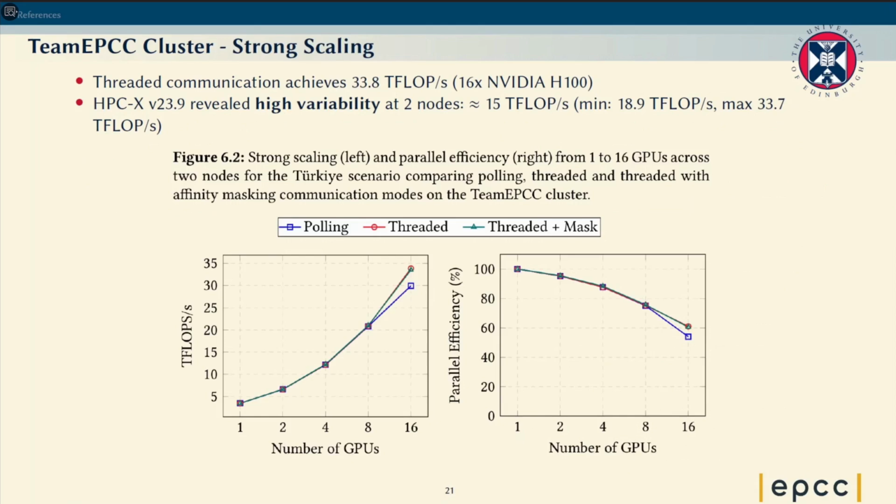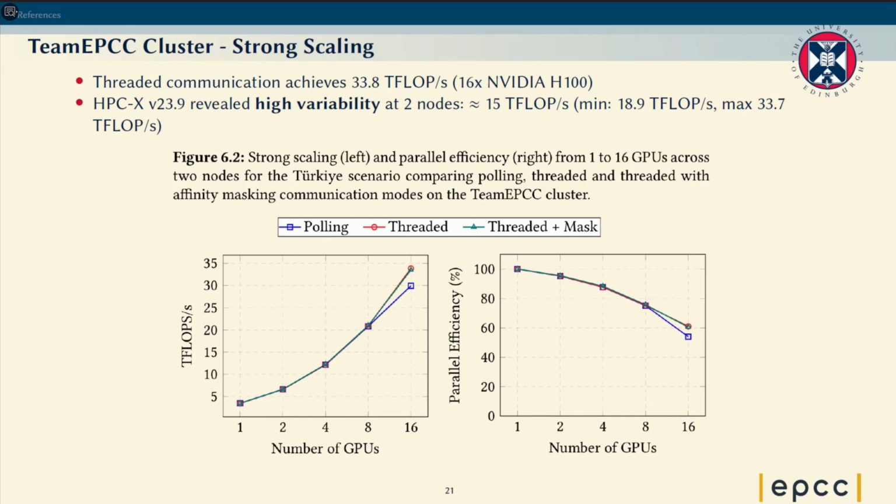I did strong scaling again with the Turkey benchmark, but unlike on ARCHER2, where due to the strong NUMA effects polling was better, here threaded communication now outperformed polling, reaching about 33 teraflops on 16 GPUs. But interestingly, once I went from 8 nodes to 16 nodes, I saw a large performance variability. In some runs I would achieve about 19 teraflops, and in other runs 33. So it was about a 15 teraflop difference.